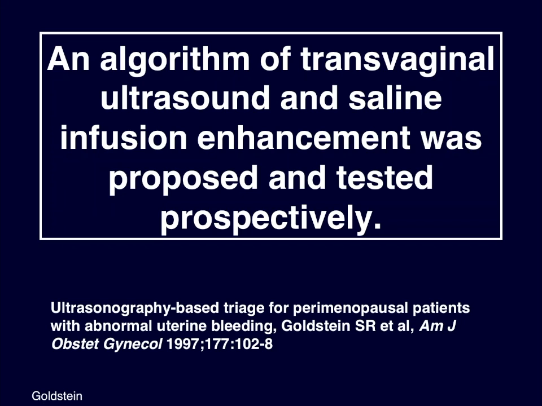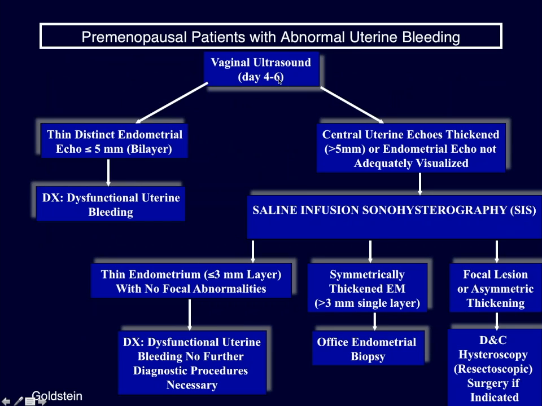So we published an algorithm of transvaginal ultrasound and saline infusion enhancement that we proposed and tested prospectively. It's really not an "oh my god" slide. What we did in those days was a vaginal ultrasound on day 4 to 6. If we saw a thin, distinct endometrial echo less than or equal to 5 millimeters, and these were now premenopausal patients, we made a diagnosis of dysfunctional anovulatory bleeding.